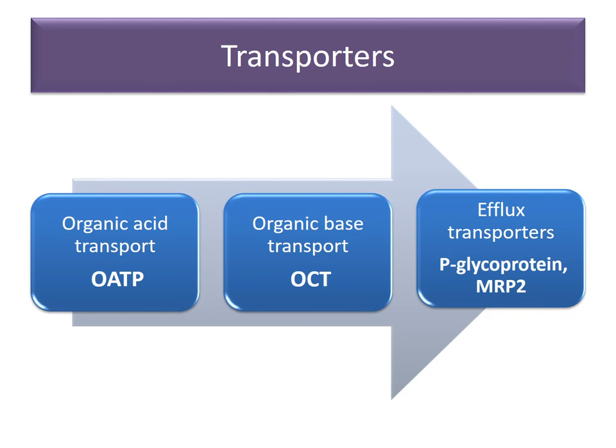And already I have told we need some transporters for this active process. Organic acids will be transported by the OAT transporter. Organic bases by OCT. These are different types of transporters. And there is an efflux transporter, P-glycoprotein and MRP2. They also act as transporters for this active process.